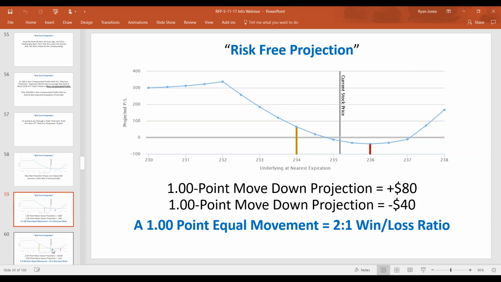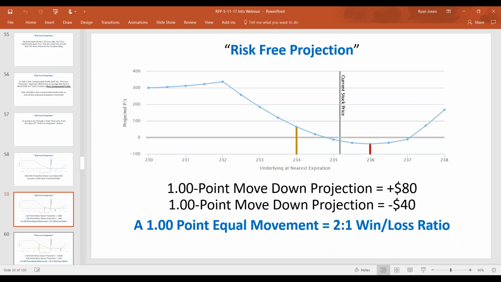So here is something I want to point out to you with regard to this particular trade, okay? This is what I call the EMR, the equal movement ratio. And basically it says that if you see an equal move of 1 point to the upside and 1 point to the downside, what would you make on either movement? Or what would you lose on either movement, right? So on this particular trade, if the market made a 1 point move to the downside, the projected gain is $80. If the market made a 1 point move up, and that should say up, not down, the projection is a loss of about $40, okay?